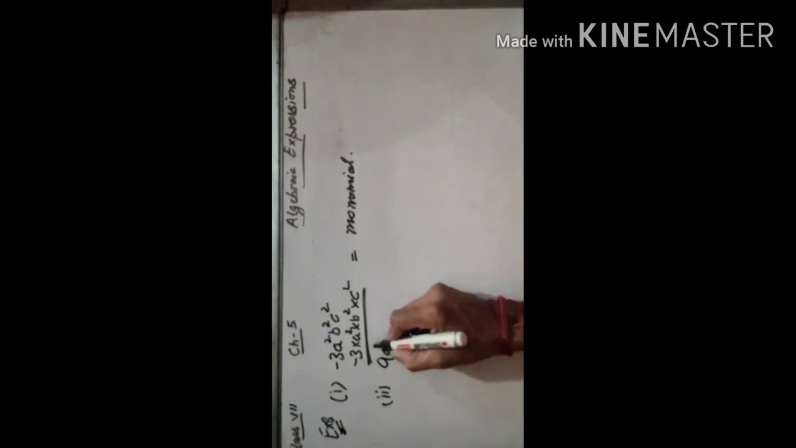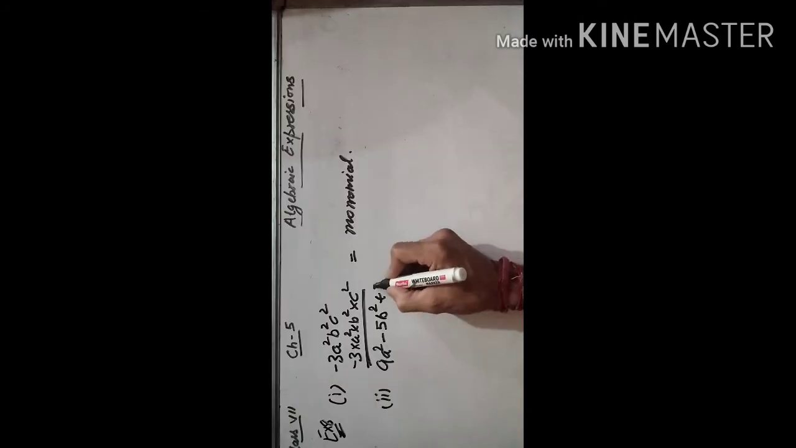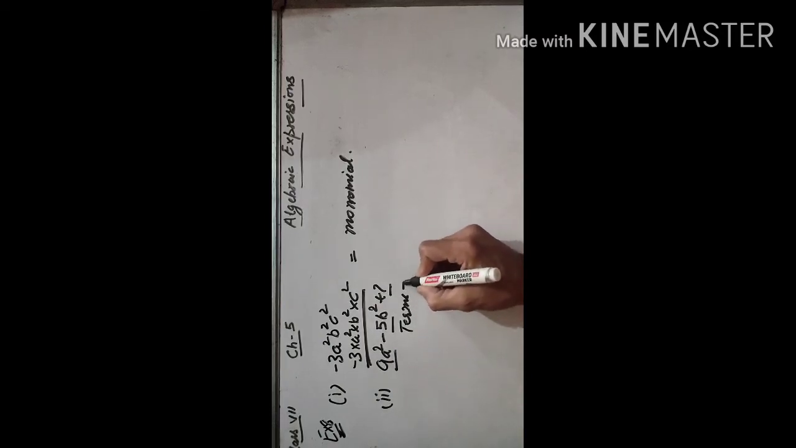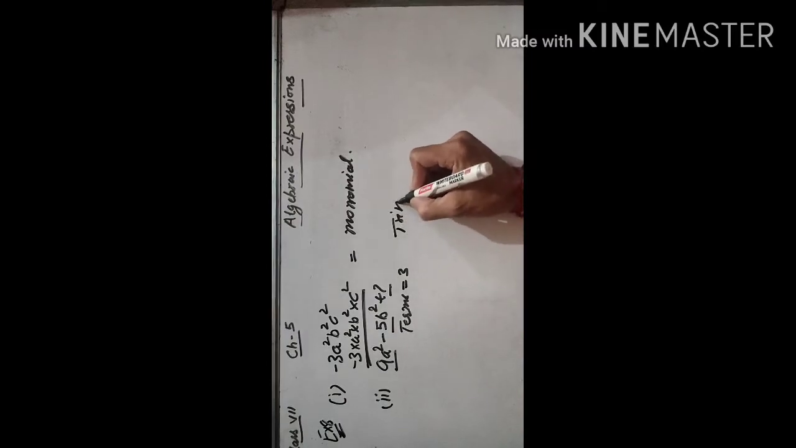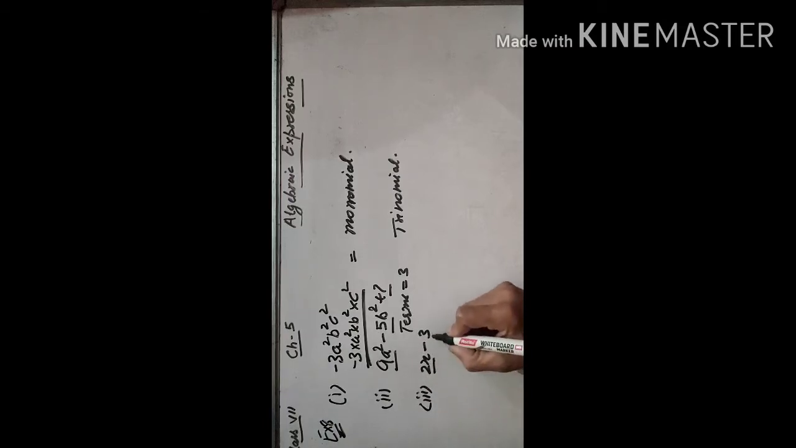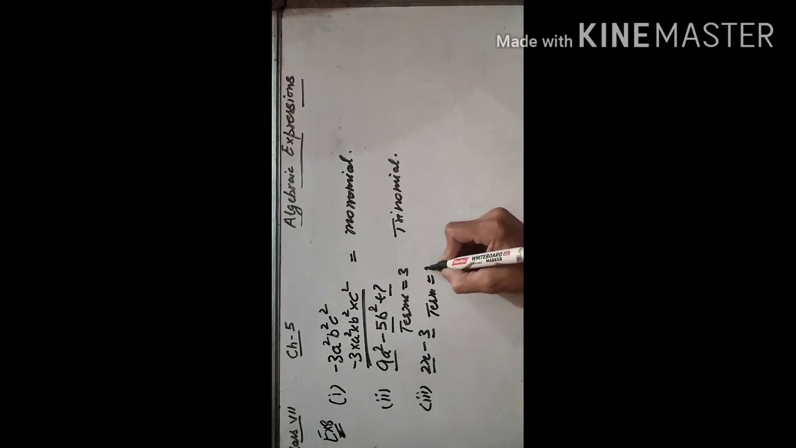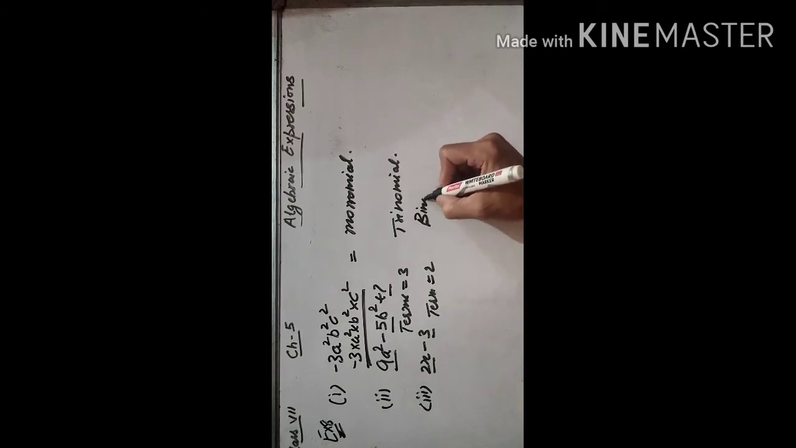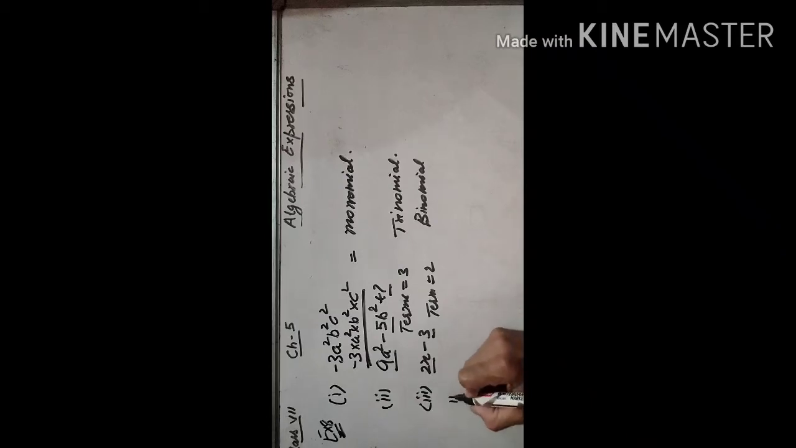Second part, 9a square minus 5b square plus 7. This is first term, second term, third term. So the number of terms is equal to 3. So it is a trinomial. Third part, 2x plus minus 3. First term, second term, terms 2. So it is a binomial. Single means monomial, 2 means binomial, 3 means trinomial, and more than 3 is multinomial.